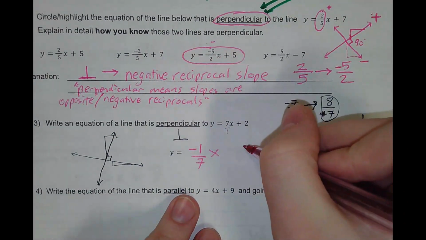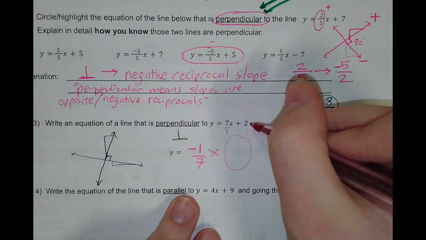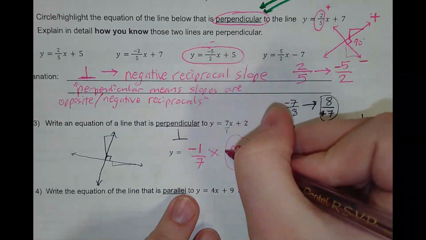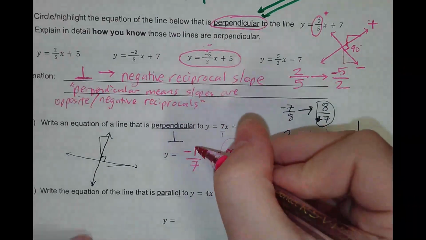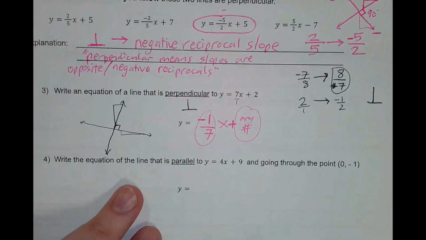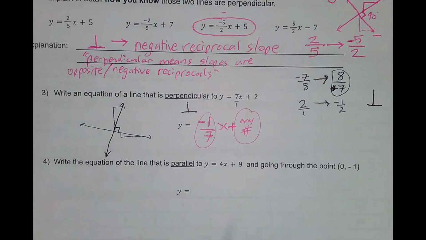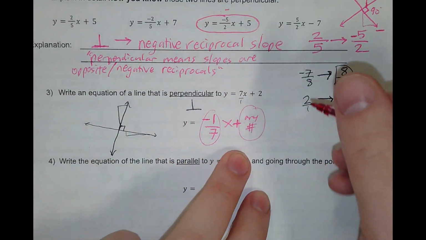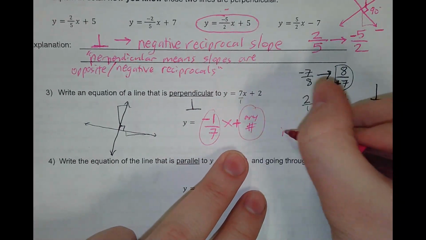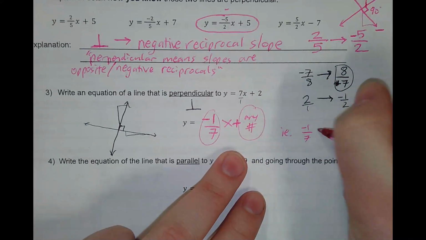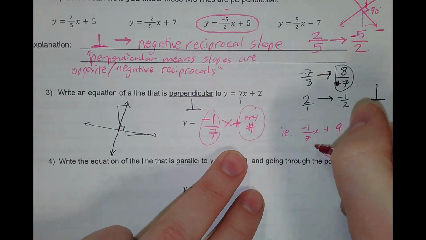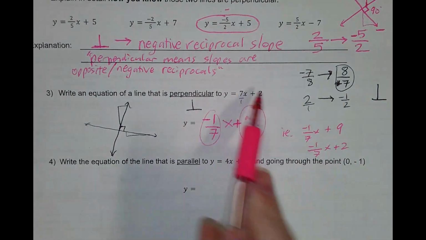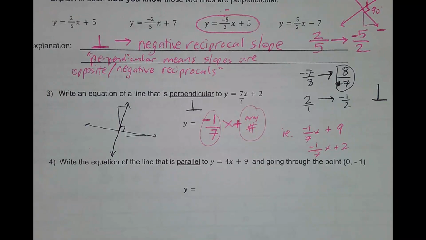And the y-intercept, it doesn't matter. It could be any number, even 0. What really matters is that we have the slope as opposite or negative reciprocals. So correct answer, -1/7 x plus, you can say -1/7 x plus 9. That's perpendicular. -1/7 x plus 2. That's still perpendicular. Even if the y-intercepts are different, it doesn't matter. They're still perpendicular.